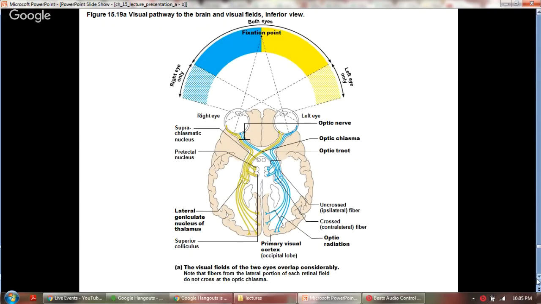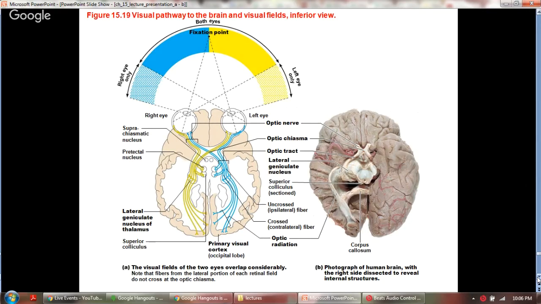Here you would see the visual pathways to the brain and the visual fields based on the inferior view. You would see the medial aspect of the eye crossed, and the lateral aspect does not cross. So if you take the optic tract over here, it would contain the lateral aspect of the right eye and the medial aspect of the left eye fibers, like that. And here is the anatomy.